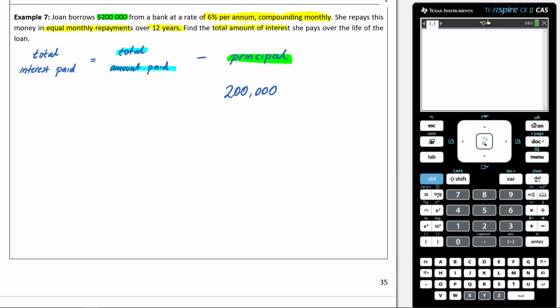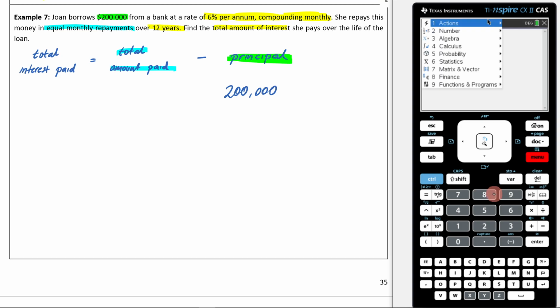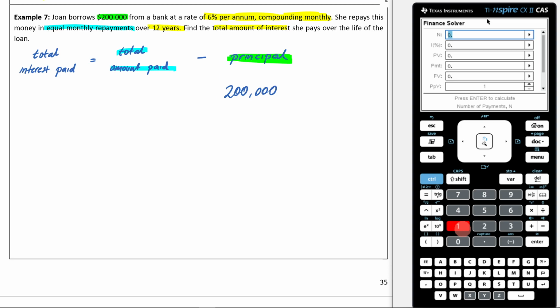What are we told about? We're told that she makes equal monthly repayments. So that means that our final payment is going to be equal to all the other payments. The final payment in this case isn't different. We're making equal monthly payments over 12 years, which is good. So what that means is we're going to bring up our finance solver and we're just going to put in the information that we know.